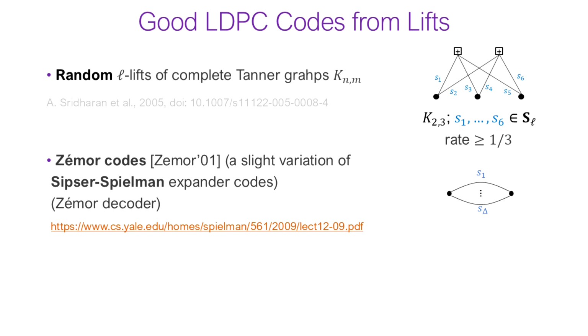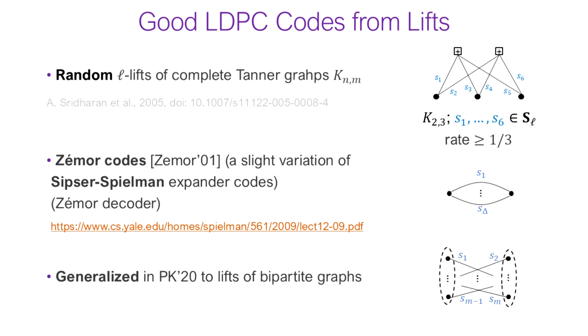Another idea, very similar to this, that I will describe in a minute, is the so-called Zemor codes. This is a slight variation of the Sipser-Spielman expander codes. If you are not familiar with this concept, because it's not a very common name, I advise you to check the lectures by Daniel Spielman, where he describes these codes and how they are related to the Zemor decoder, a special decoder that works very fast and works particularly for these codes.